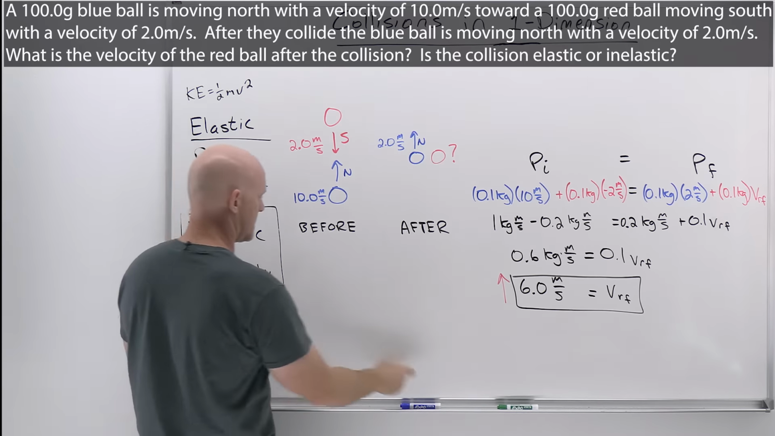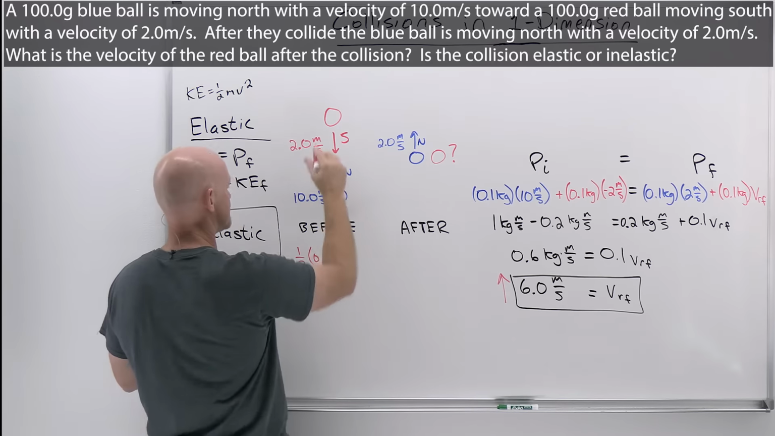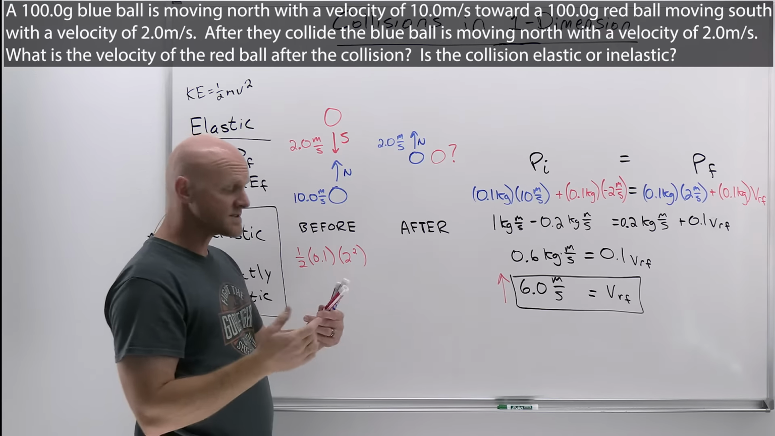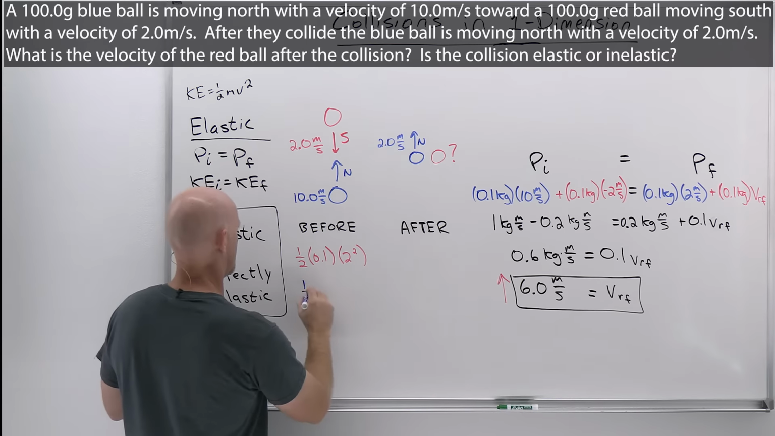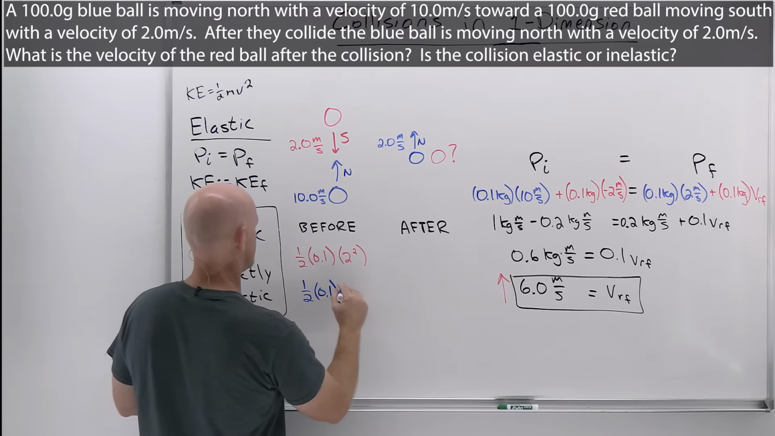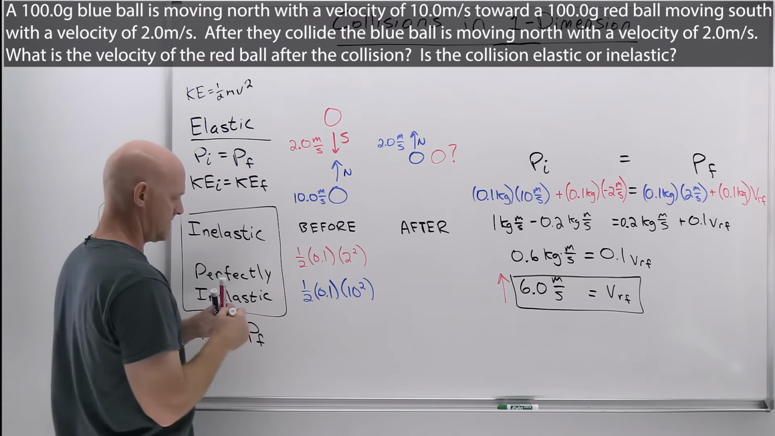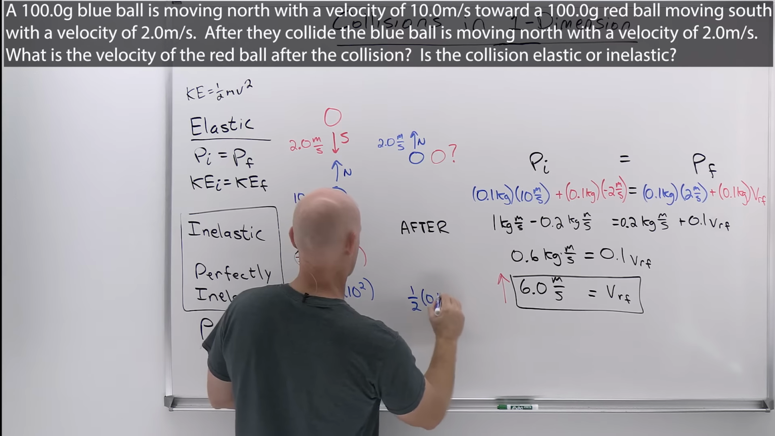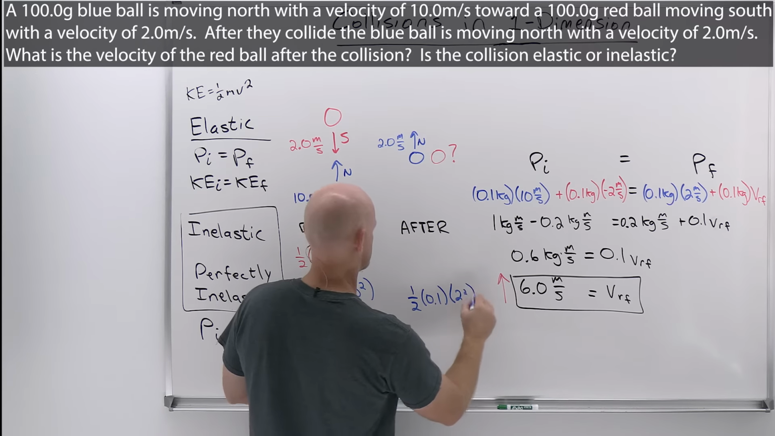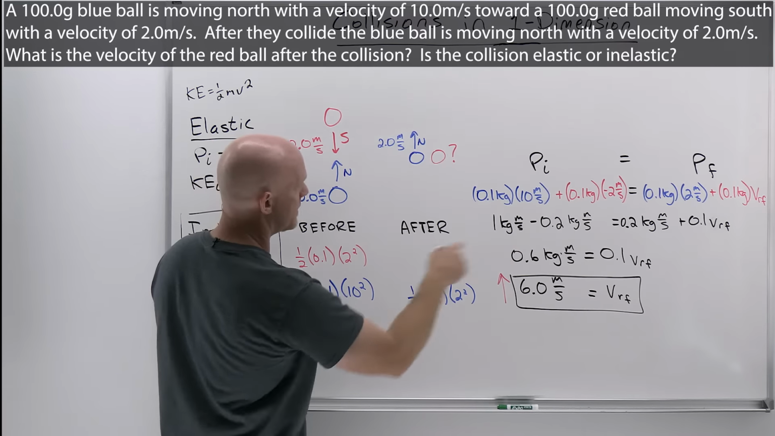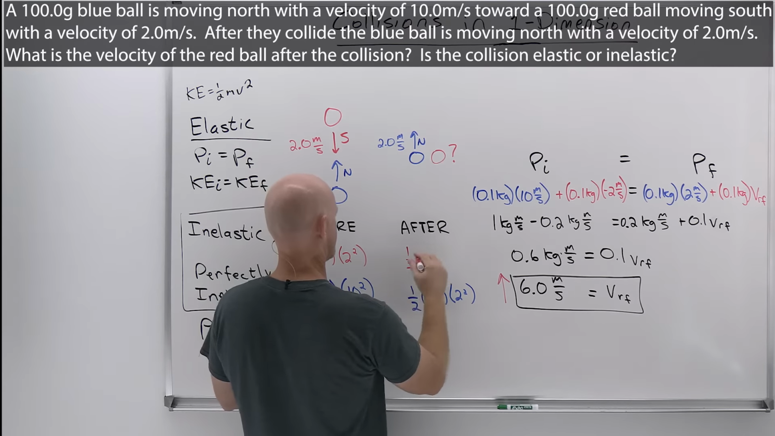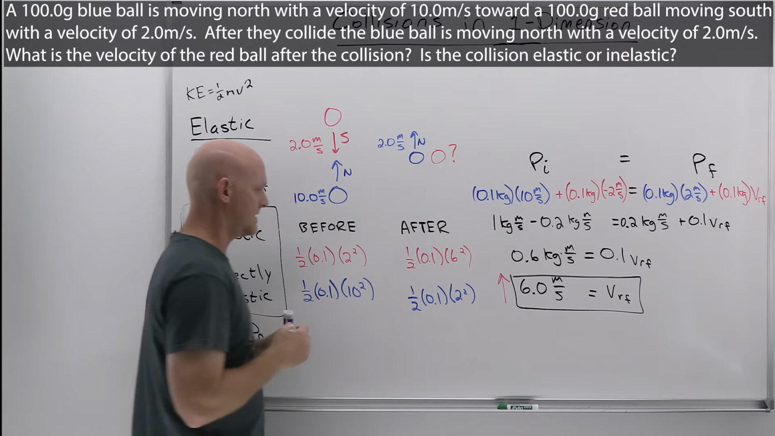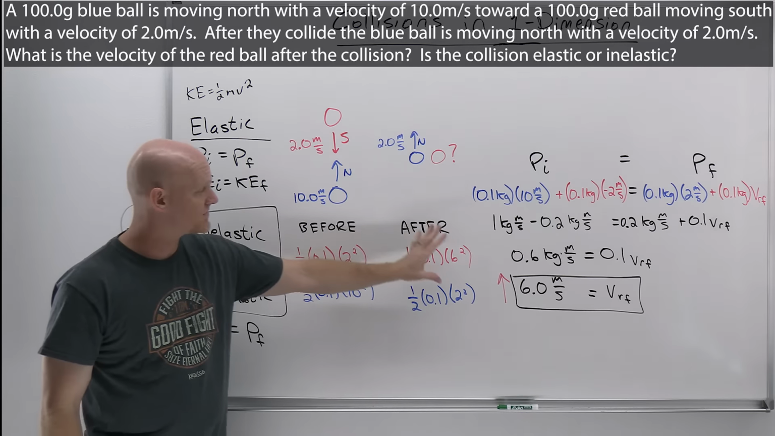It's on top. So 1/2 times 0.1 times the velocity squared, 2 squared. I'm going to leave off the units for ease here, but they're all SI units. And then here, 1/2 times 0.1 times 10 squared. And then after, for the blue ball, we can see that it's 1/2 times 0.1 times 2 squared. And for the red ball, from what we know now, it's going to be 1/2 times 0.1 times 6 meters per second squared. And the question is, does the total before equal the total after?